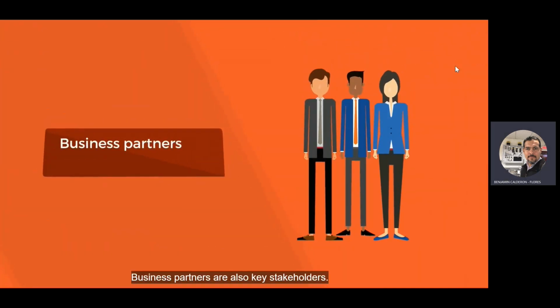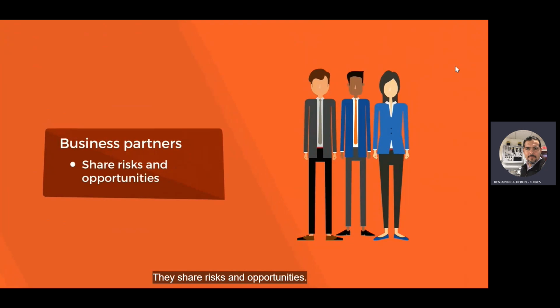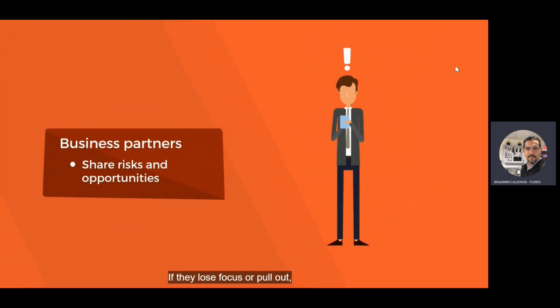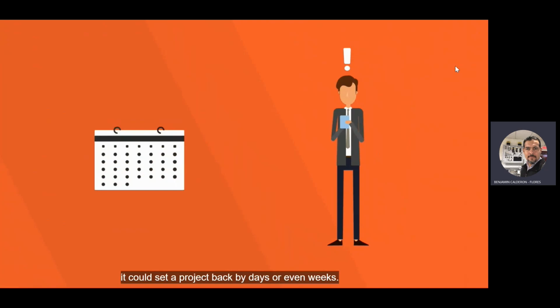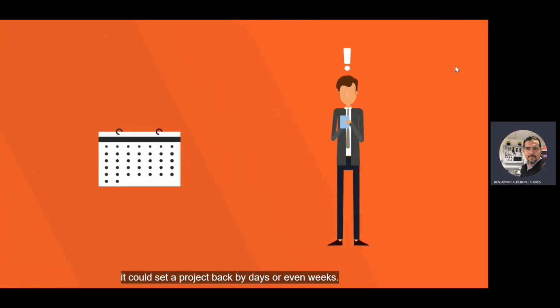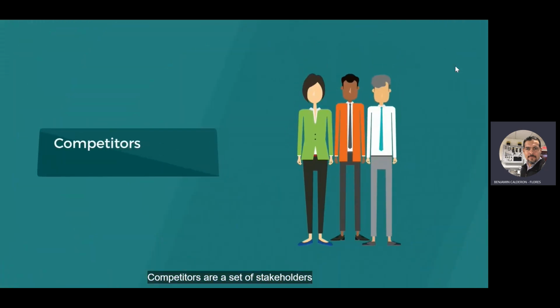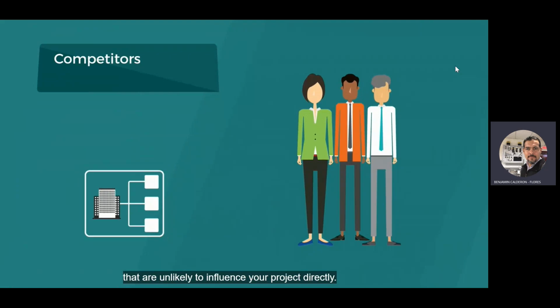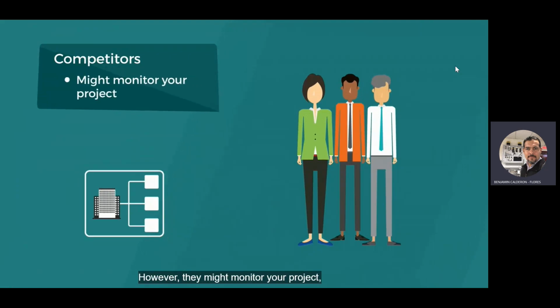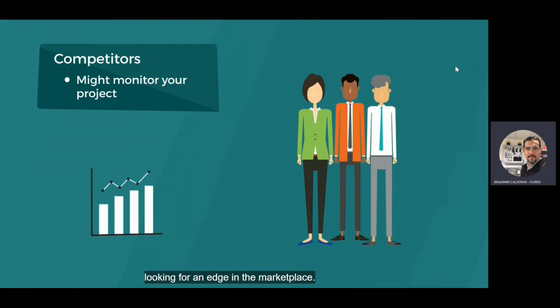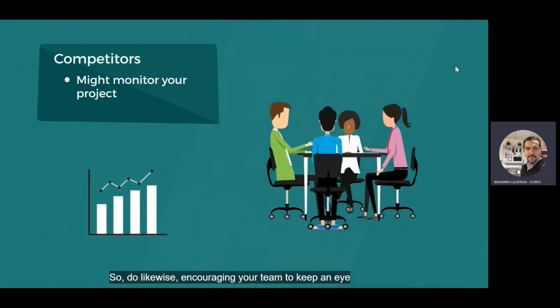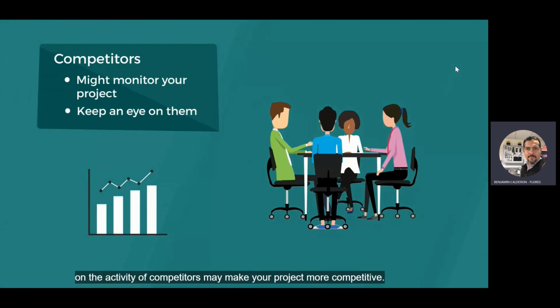Business partners are also key stakeholders. They share risks and opportunities. If they lose focus or pull out, it could set a project back by days or even weeks, or conceivably derail it altogether. Competitors are a set of stakeholders that are unlikely to influence your project directly. However, they might monitor your project, looking for an edge in the marketplace. So, do likewise. Encouraging your team to keep an eye on the activity of competitors may make your project more competitive.